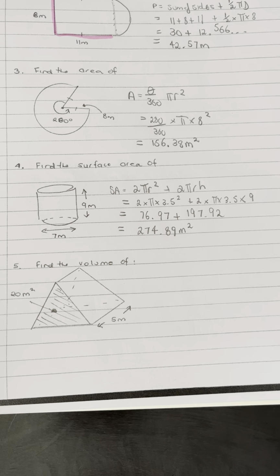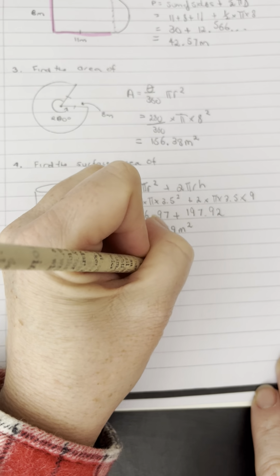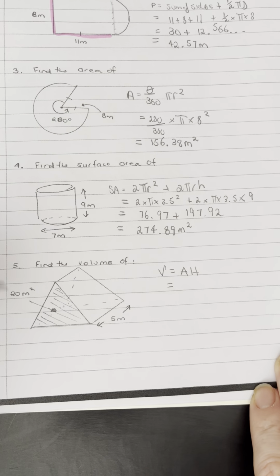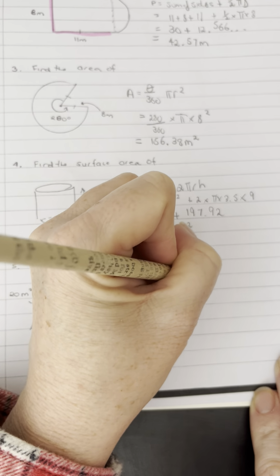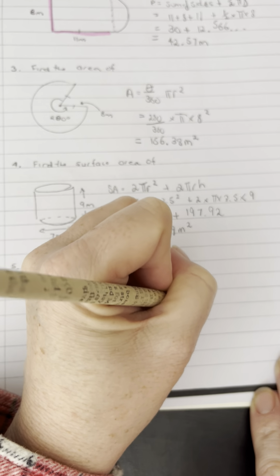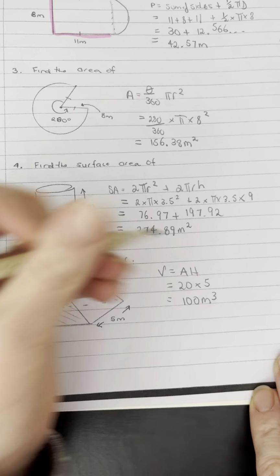Then I have a volume question, and we know that volume is area of base times height. In this case, we already have been given the area of the base, so that's 20 multiplied by 5, so we get 100 metres cubed.